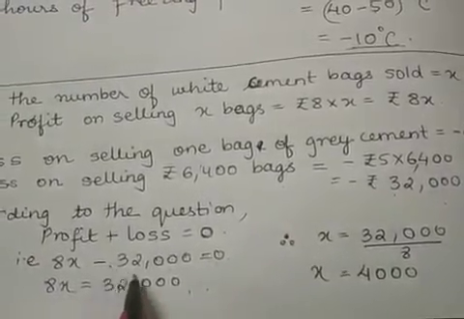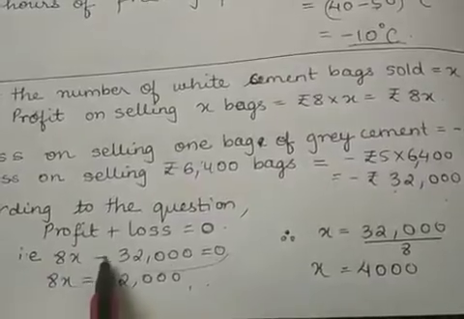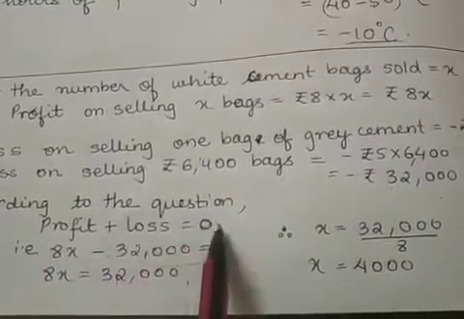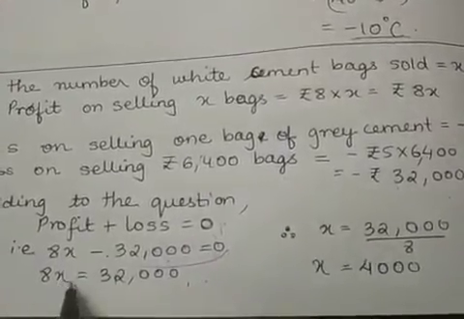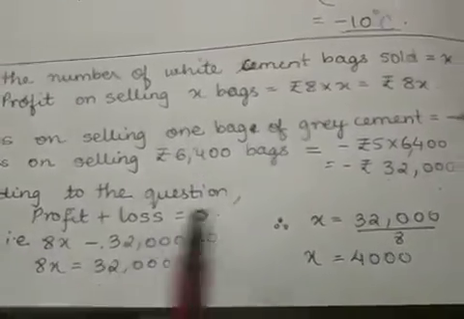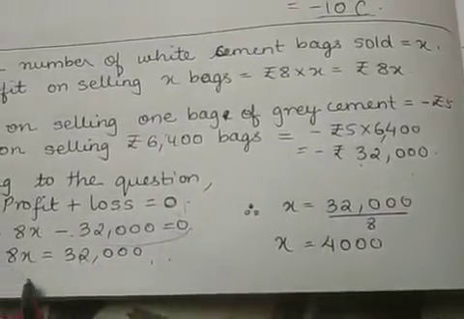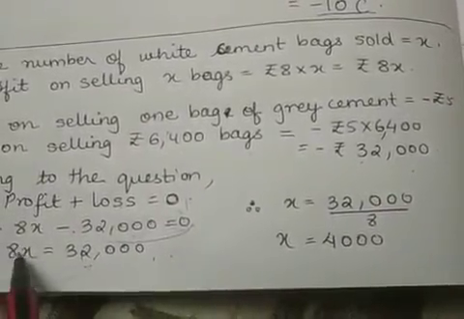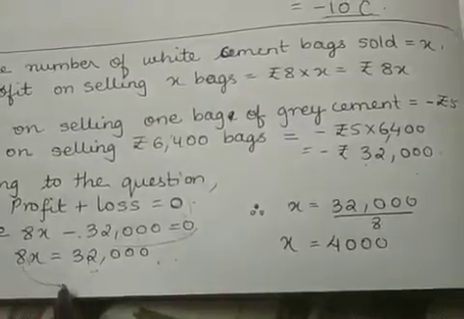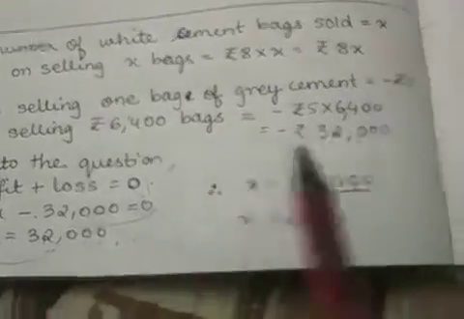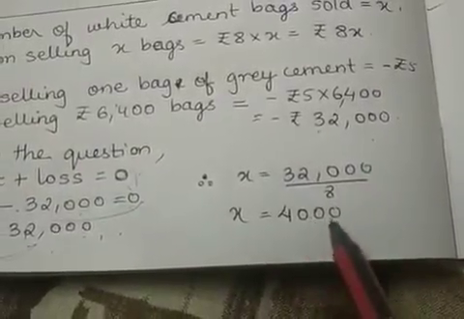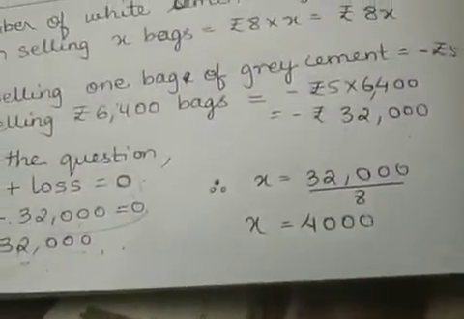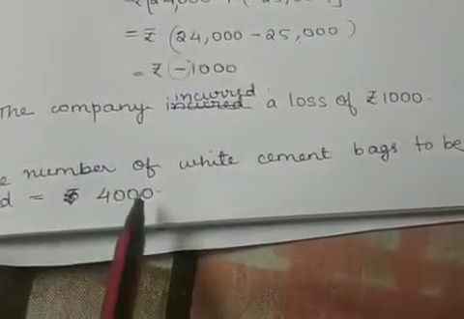So I'll transfer this term on the other side. Now this is minus 32,000. So when I take it on the other side, it will become plus 32,000. So 8x is equal to 32,000. So I want x. So I'll transfer 8 on the other side. Since it is multiplied here, when I bring it on the other side, it will be divided. So x is equal to 32,000 upon 8, which is 4,000. So how many bags of white cement must be sold? The number of white cement bags to be sold is 4,000.